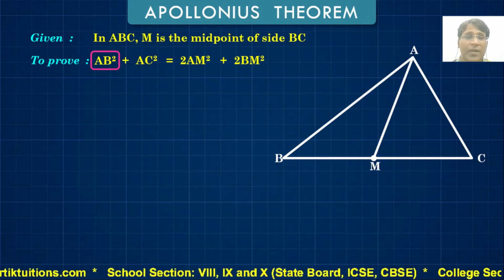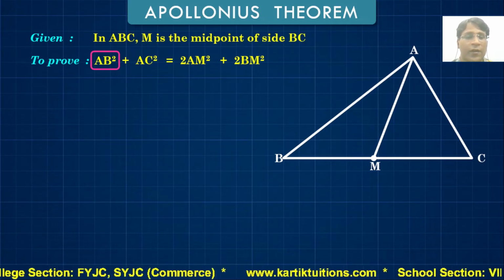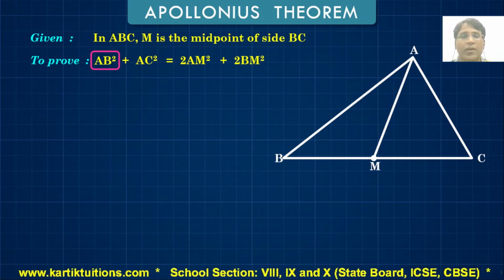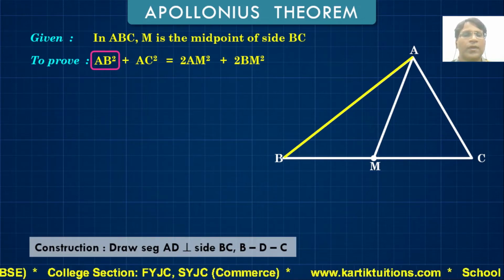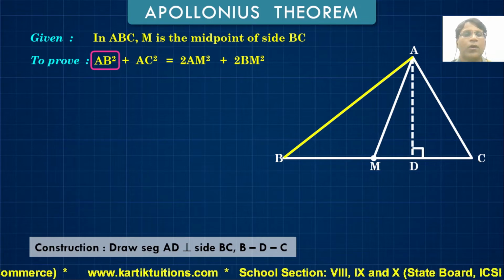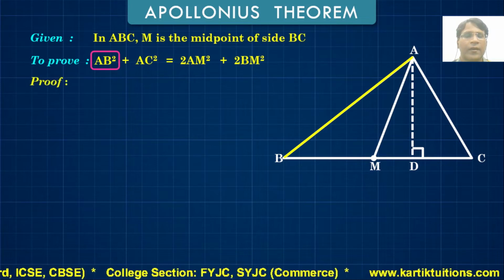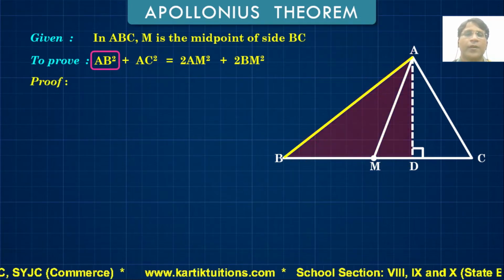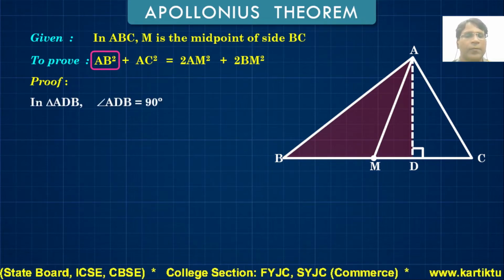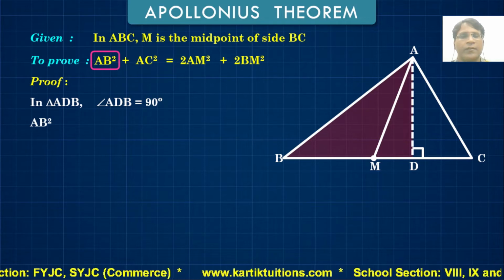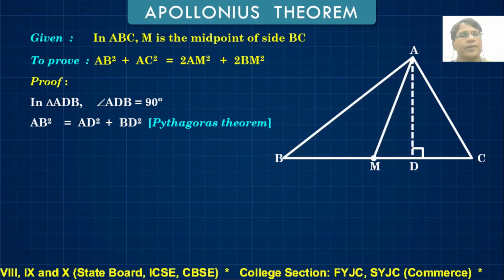Right now AB is not a hypotenuse for any right triangle, because there is no right angle triangle here. So we need a right angle triangle. So our construction will be: draw AD perpendicular to BC. Now because of this, ADB becomes my right angle triangle and AB becomes my hypotenuse. Now whenever we get a right angle triangle, we can apply the Pythagoras theorem. So here we'll get AB square is equal to AD square plus BD square, and the reason is Pythagoras theorem.